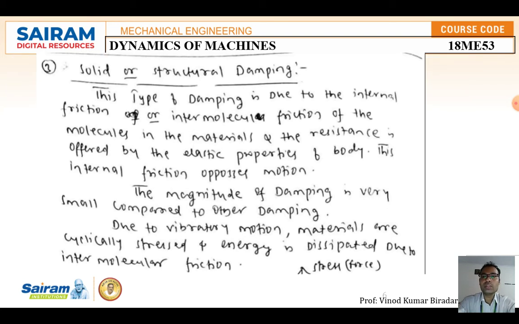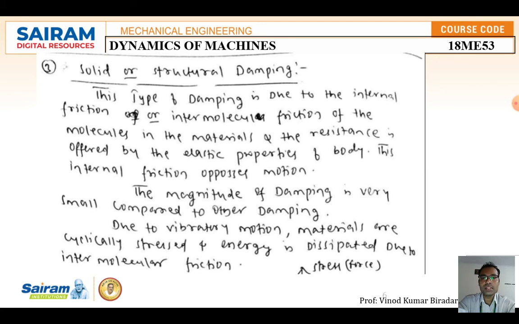Now the third one is solid or structural damping. This type of damping is due to the internal friction or the intermolecular friction of the molecules in the material, and the resistance is offered by the elastic property of a body. This internal friction opposes the motion, hence there is loss of energy, and that is called solid damping.